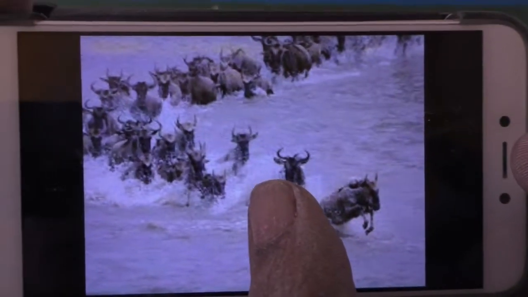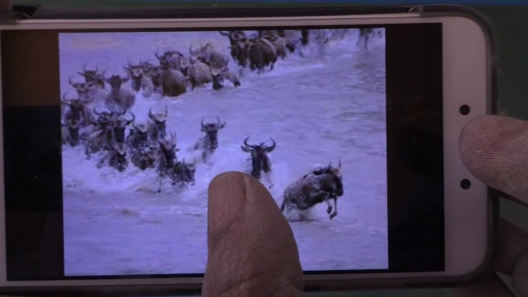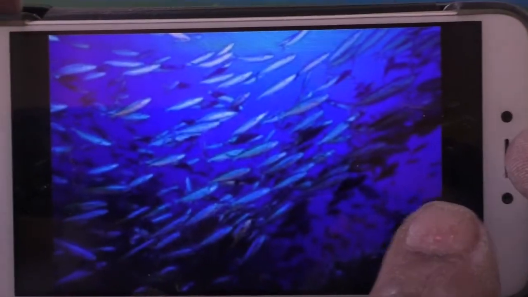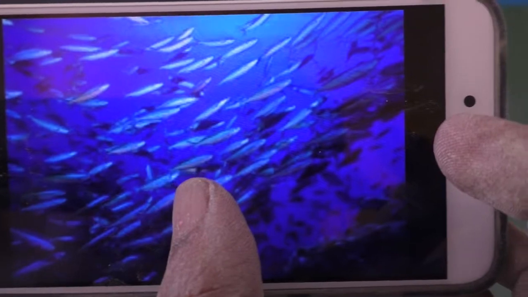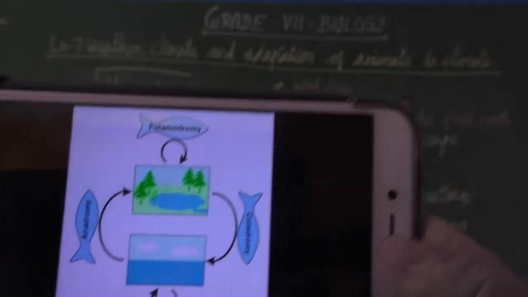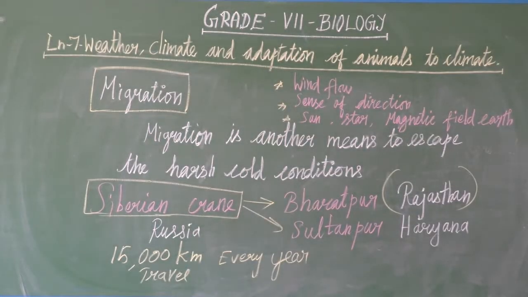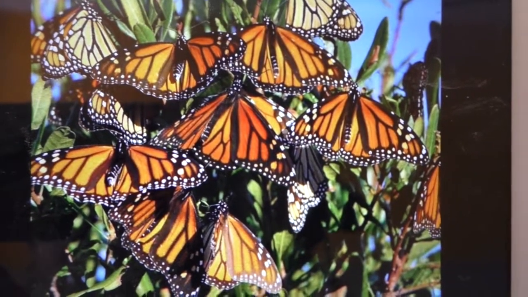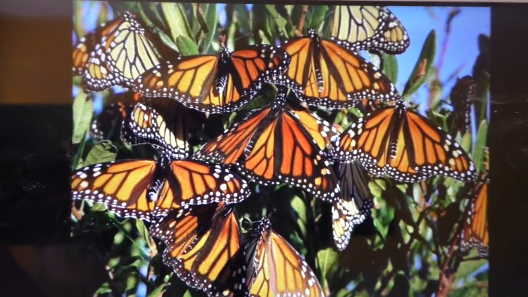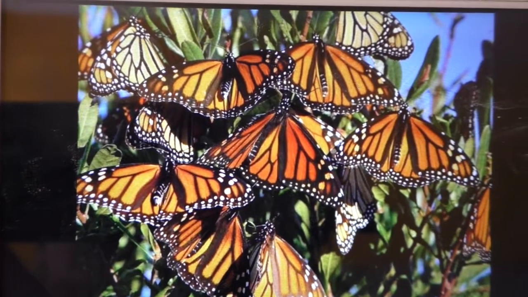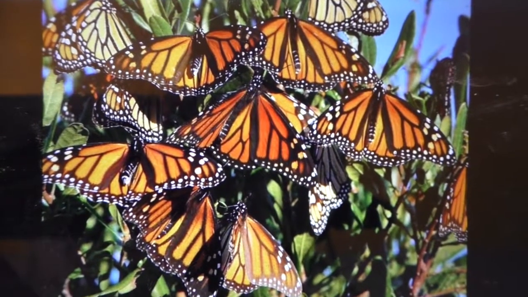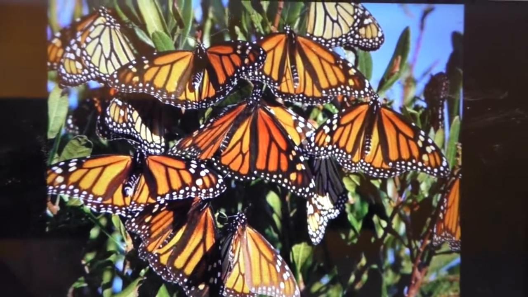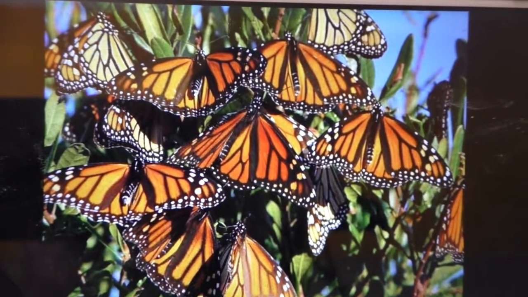They keep going in crowds, in groups, from one place to another. Where they find a favorable situation, there they will stay. Okay children. See, butterflies also migrate. A few months back we heard in the news about some kind of grasshoppers migrating, no?